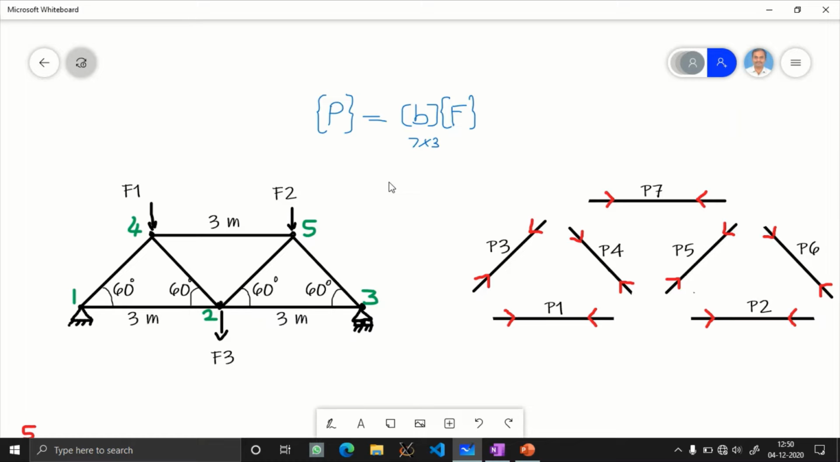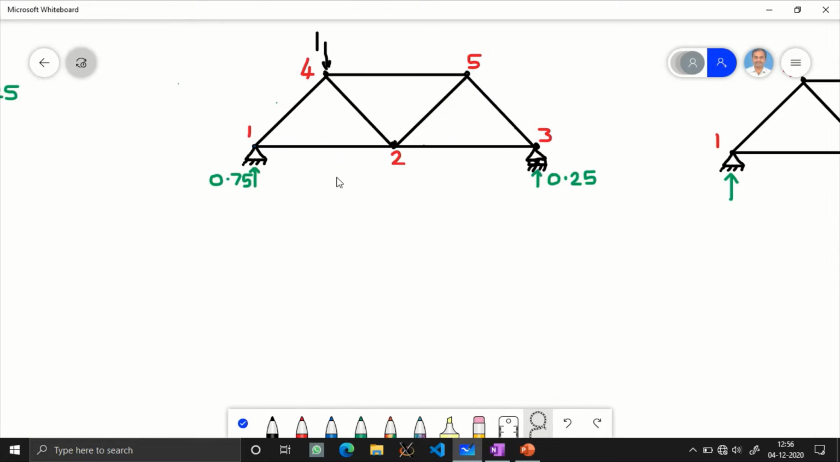Similarly, for the third column of the B matrix, I will apply F3 as 1 and find the member forces from P1 to P7. This is how we establish the B matrix. I will apply my F1 as 1 and find the member forces from P1 to P7. In this case, this unit load is acting at a distance of 1.5 meters from the left support and 4.5 meters from the right support.